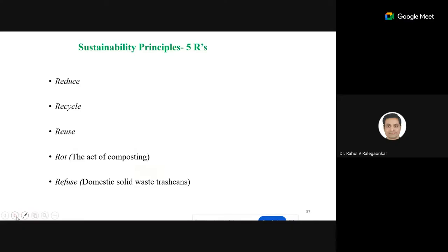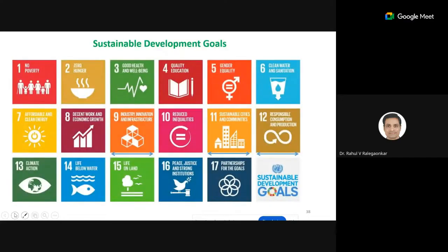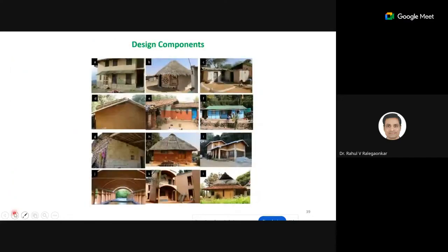So the principles of sustainability, let us extend them beyond the three conventional principles or R's, where you talk about reduce, recycle, reuse. We also say we need to focus on the act of composting, and also domestic solid waste. You have certain cans which create a major issue, or are normally one time use, but what do they do, that we need to verify. SDGs we have already seen.